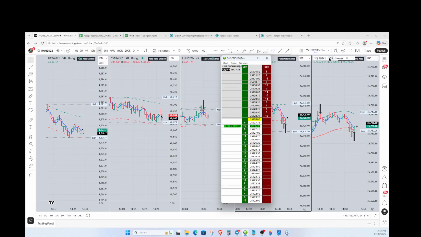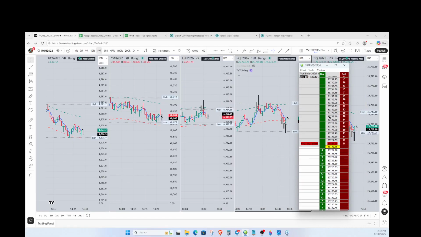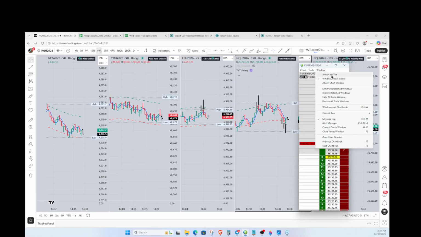Right now it's on a 19 range. So on a 19 range I have a 25 tick stop with a 45 tick target. This was what was in the email that we went back and forth on last night, what I showed you.